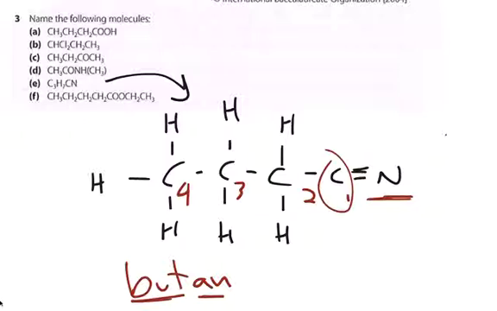And now my ending, if we have a triple bonded nitrogen on the end, is a nitrile group. And that actually is a standard level group. So butanenitrile. Okay.